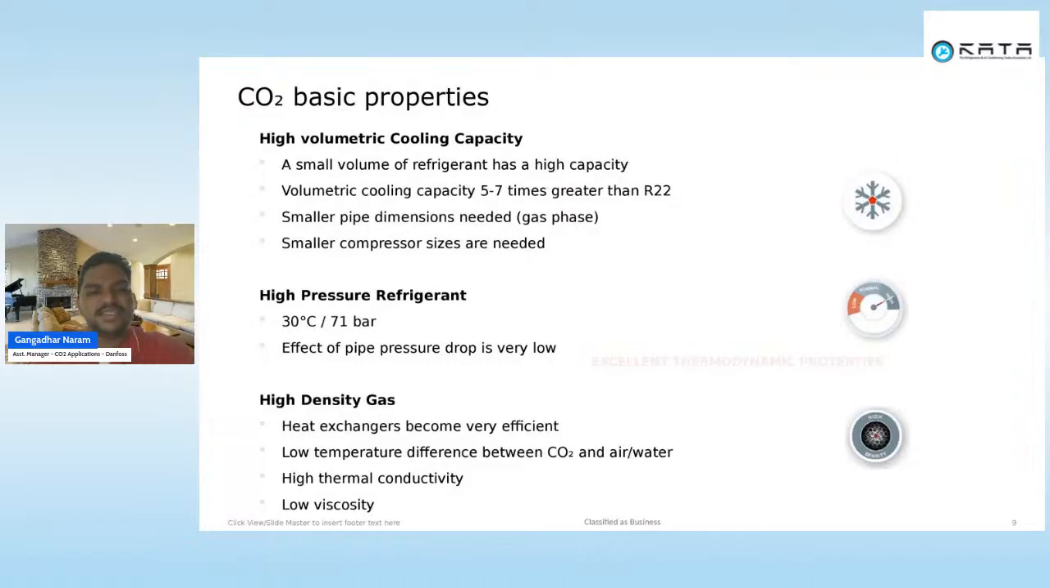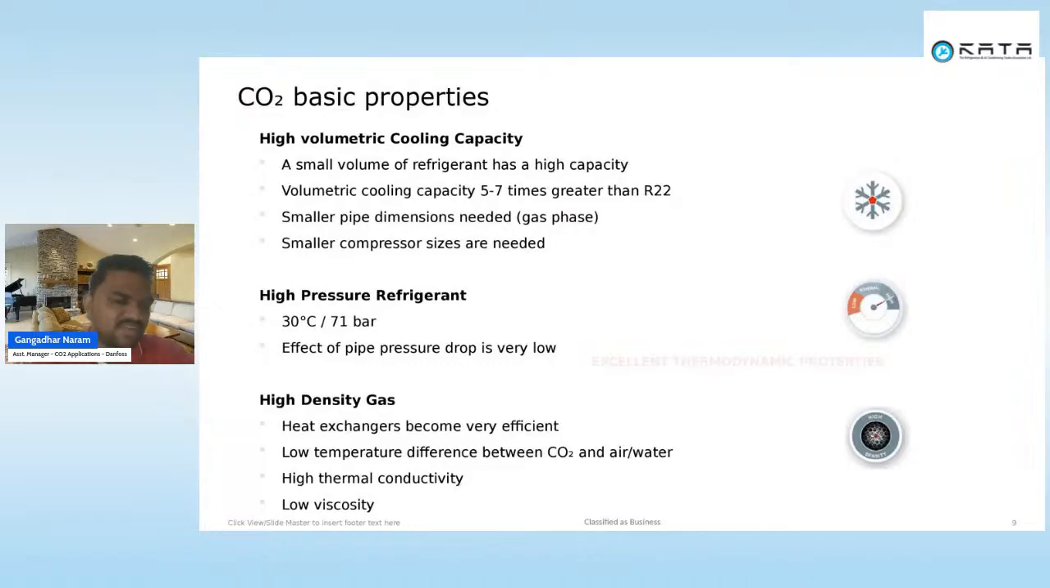Because the suction densities are high, and mass flow rate is density times area times velocity, by maintaining the same velocities according to the ASHRAE designs, you will end up with smaller pipe dimensions and smaller cross-sectional areas of the suction pipes. Smaller compressor sizes are there. Why? Because you have a smaller footprint while maintaining the high volumetric cooling capacity of your compressor.